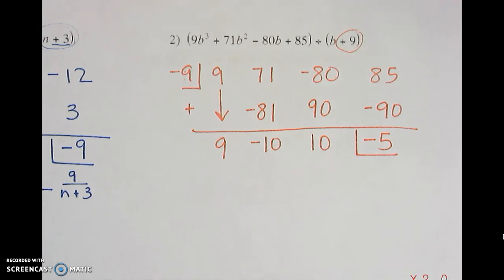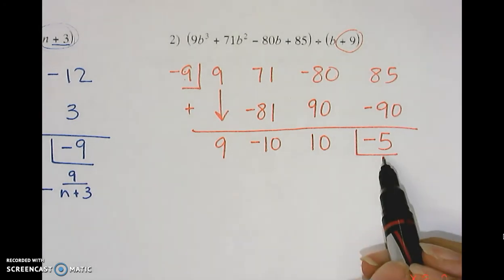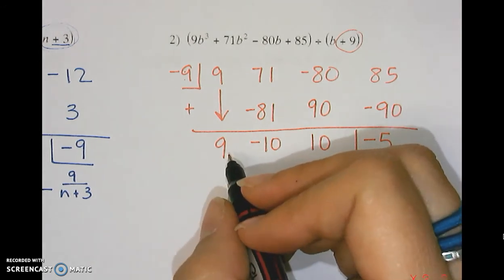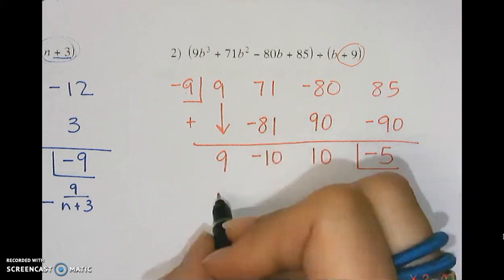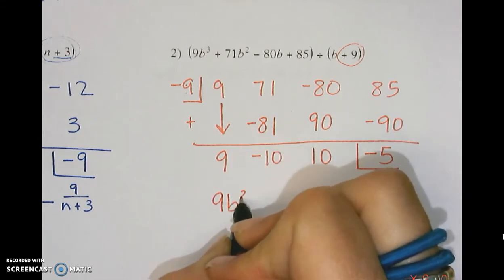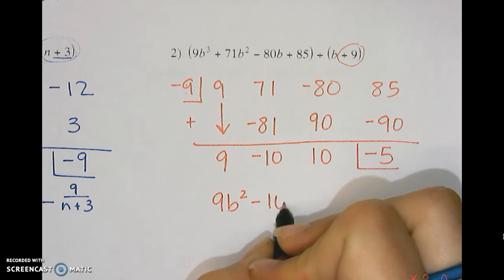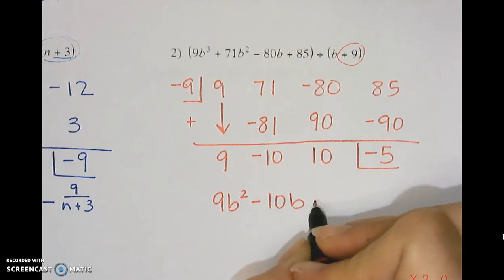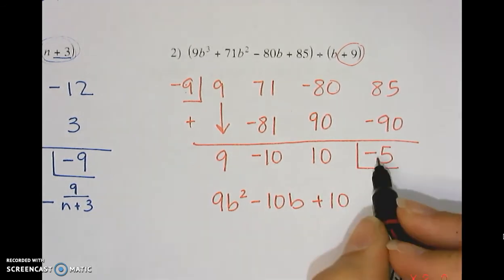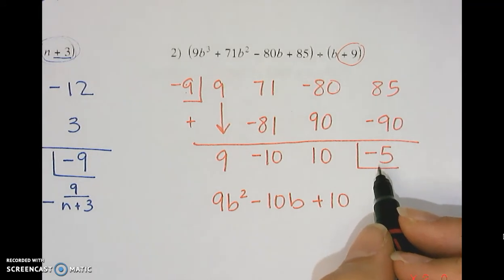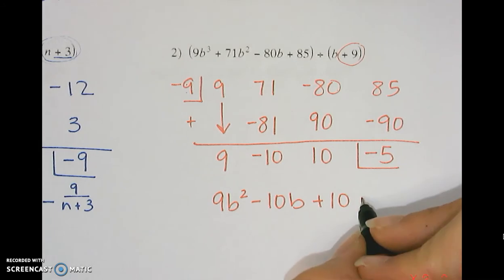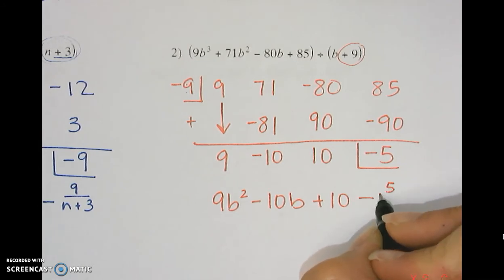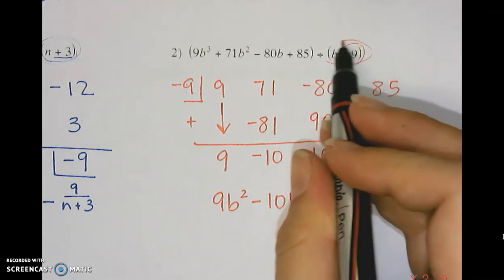Remember, put that in its own little house at the end. This is going to be your what? That's your remainder. So I go back to my original problem. I started with b to the third, so my answer is going to start with b squared. So 9b squared minus 10b plus 10. My remainder is negative 5. So we're going to then subtract, and then 5 over our original divisor.